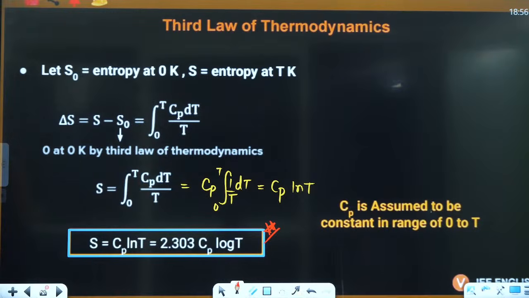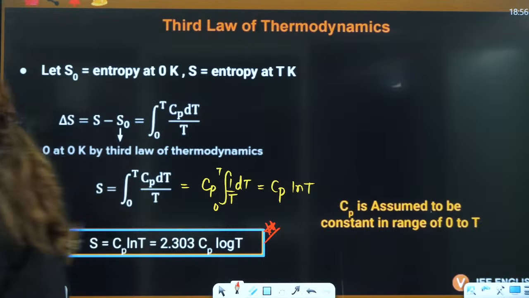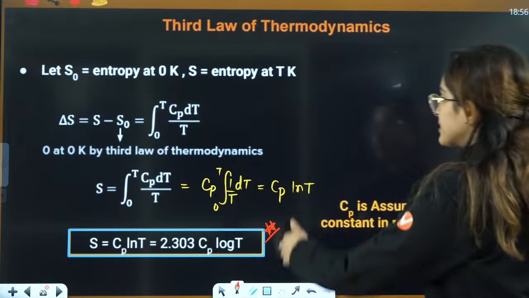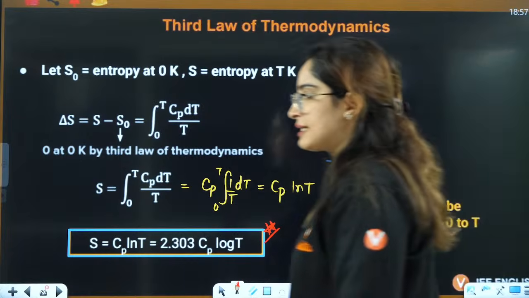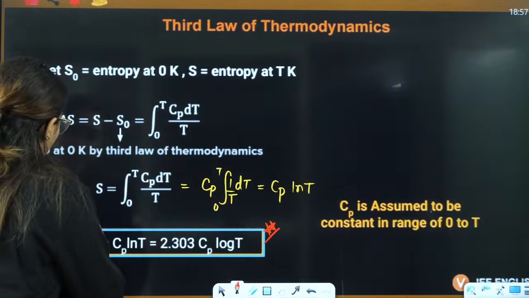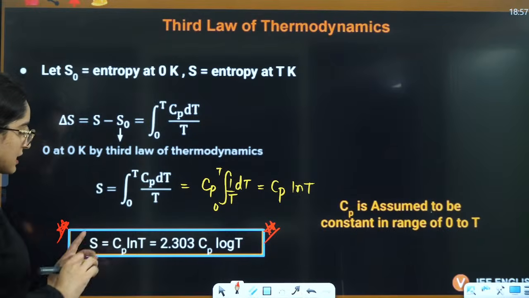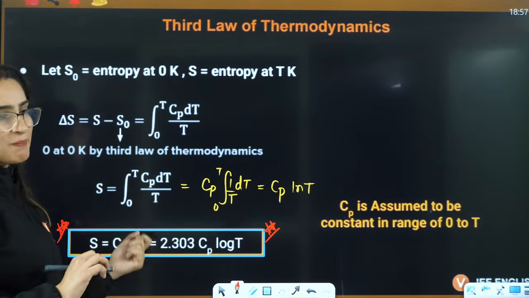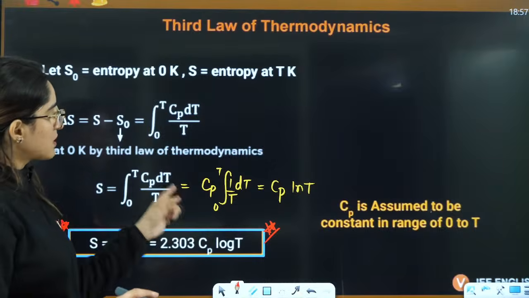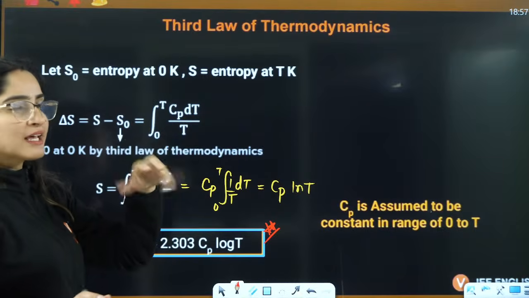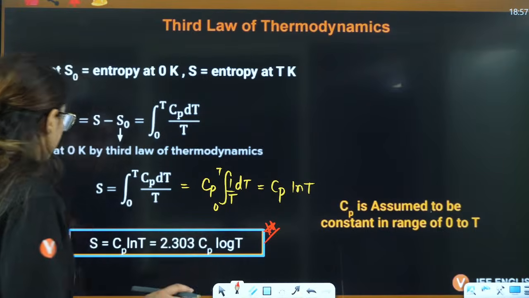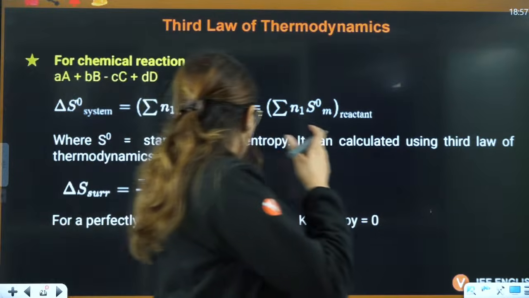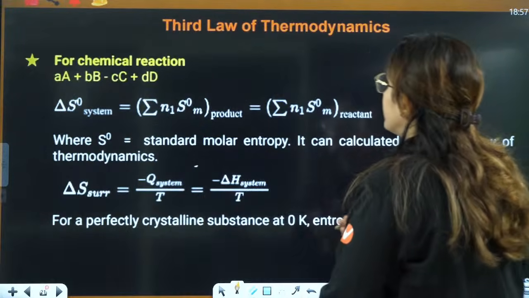Tell me, is that clear, everybody? Cp is assumed to be constant. That's how we have taken it out. This is another formula that you have: delta S is equal to Cp ln of T. Just remember this much. Now, let's see the next thing.